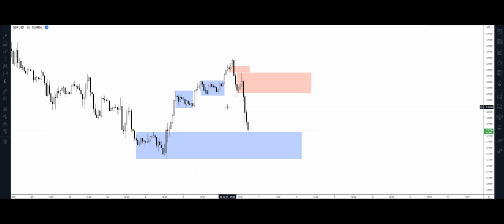But just mark up your supply and demand zones, because it's very important to understand what's going on. If price breaks to the downside, again, supply zone is in control, looking for sells. If price breaks to the upside, looking for buyers. Okay, so it's just good to understand.